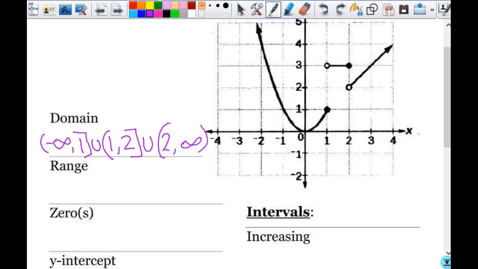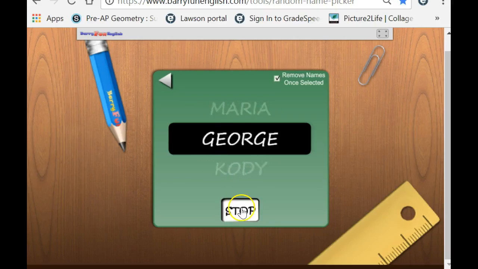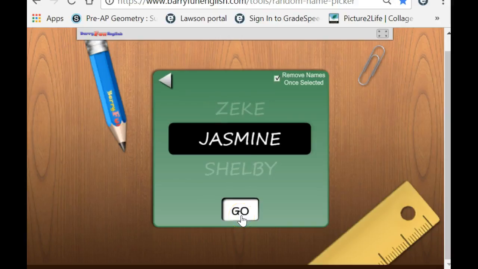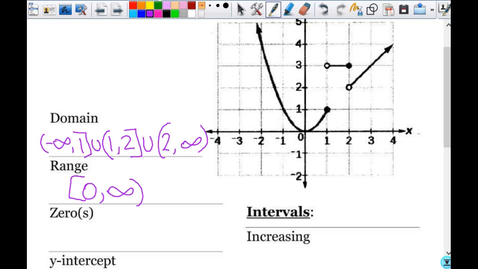0 to infinity. Okay. And what goes over here? Okay. Y'all agree with that? Okay. Good deal. All right. My zeros. Jasmine, what are my zeros here? 0. Y'all agree with that? Just one? Okay. We're good.